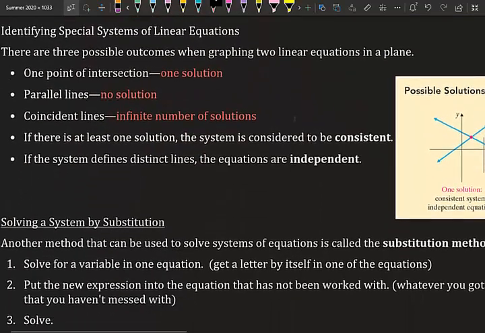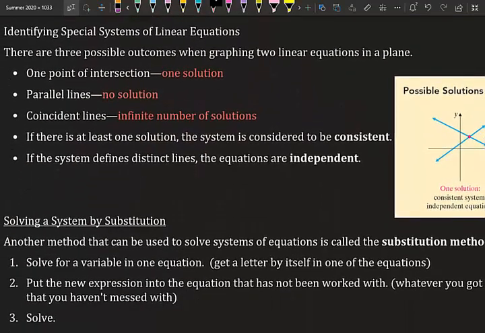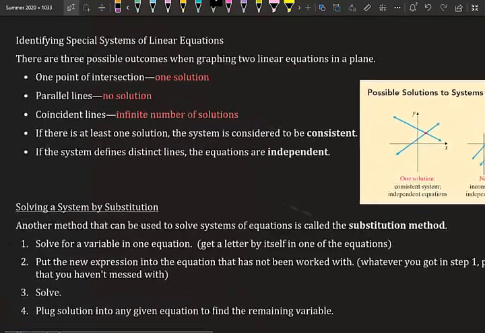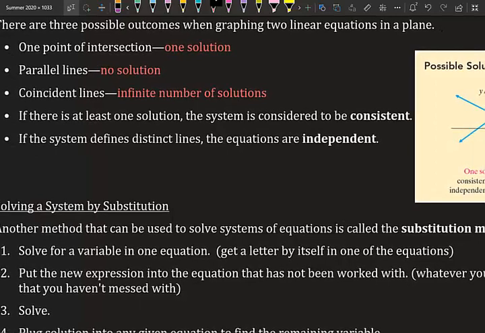All right, identify special systems of linear equations. There are 3 possible outcomes when graphing 2 linear equations in a plane. 1 point of intersection, that's 1 solution. Parallel lines, no solution. The same line, infinite number of solutions. If there is at least 1 solution, the system is considered to be consistent. If the system defines distinct lines, the equations are independent.